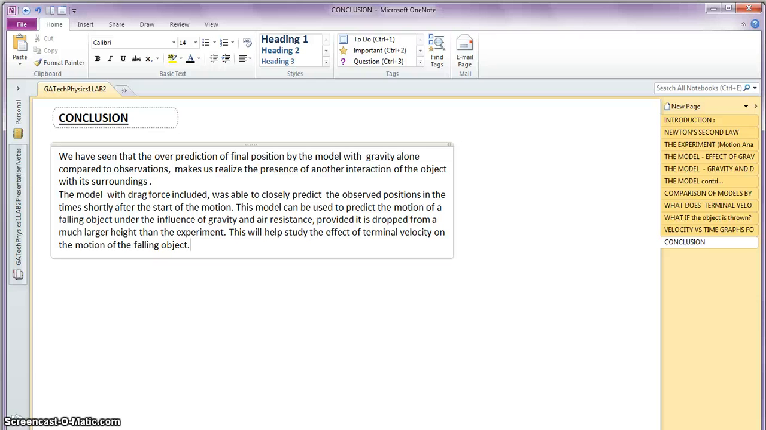This model can be used to predict the motion of a falling object under the influence of gravity and air resistance, provided it is dropped from a much larger height than the experiment. This will help study the effect of terminal velocity on the motion of the falling object.